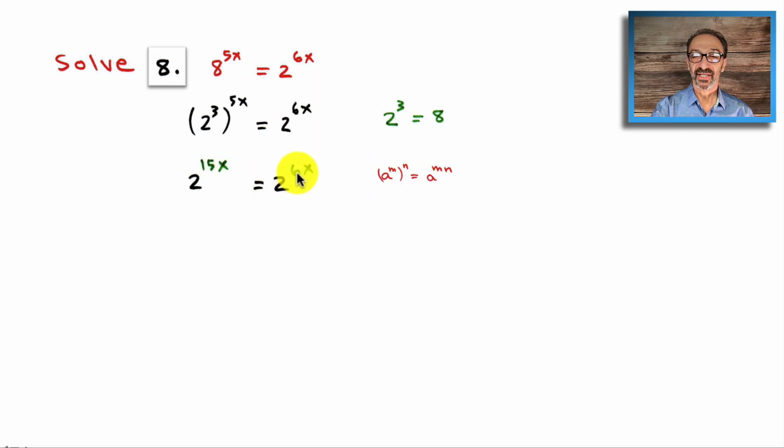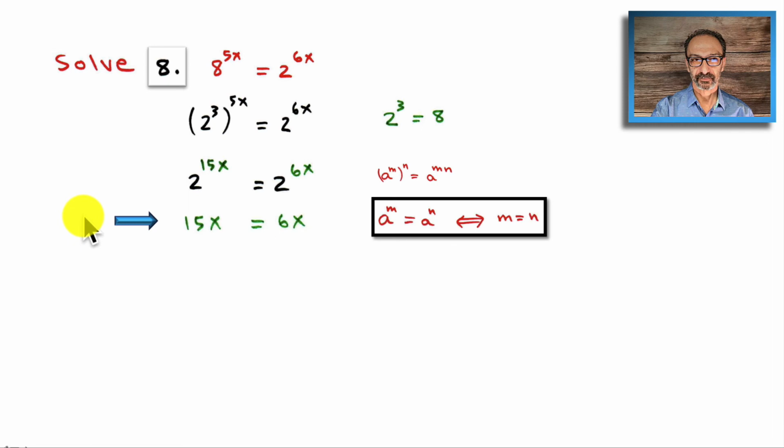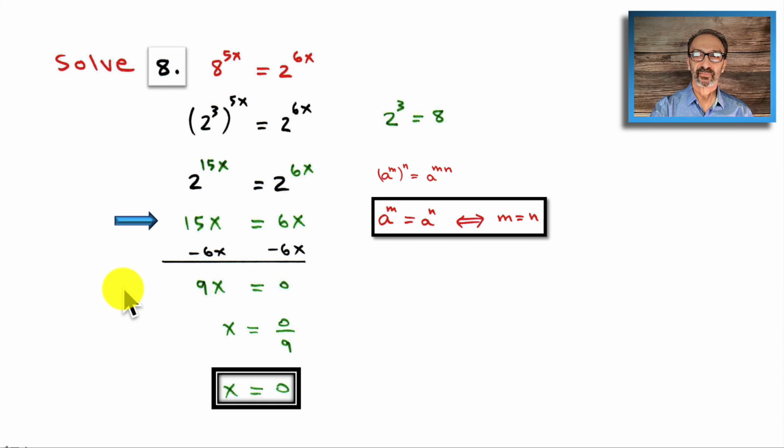Now we're going to compare the exponents. And we are going to say 15x equals 6x. Subtract 6x from both sides. This cancels and I end up 0 here. 15x minus 6x is 9x. Divide by 9 to leave x alone. And I get 0 over 9, which is 0. 2 more.